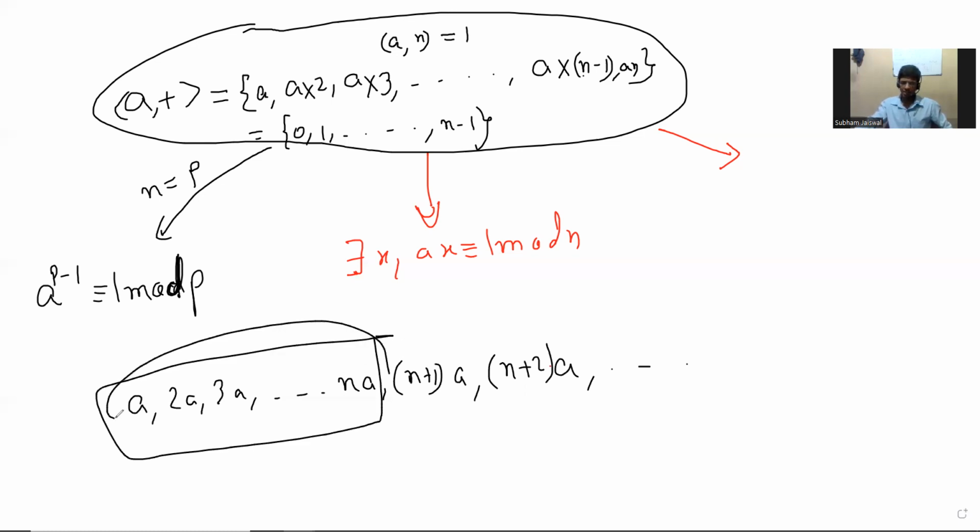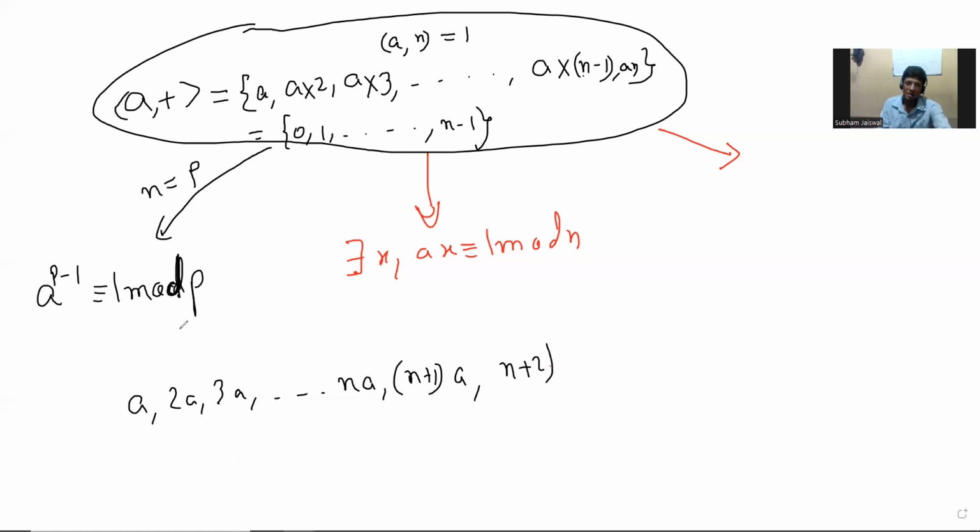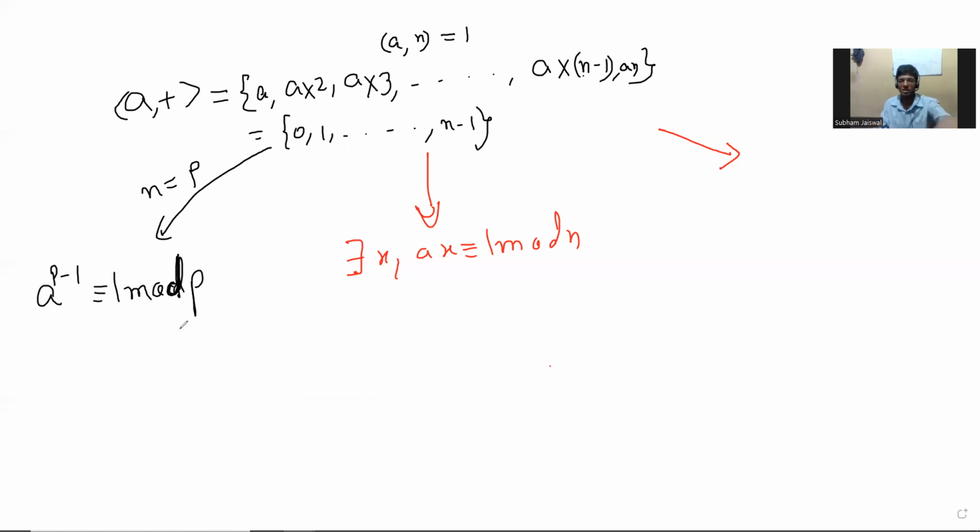And here also, the number may become more. We will take the remainder and bring it down. But we are sure that you don't have to go beyond this. And that is certain, to find all the remainders. I mean, after this, it just repeats, right? I mean, n plus 1 times a is the same thing as a, as far as we are interested.